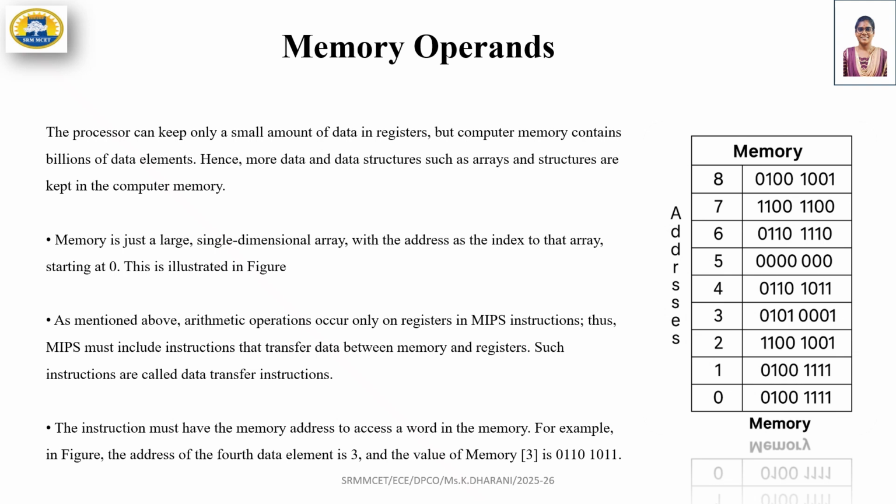Next, we can look at the memory operand. Most data resides in memory, such as arrays and structures. Memory is a linear array with addresses starting from 0, and MIPS instructions must load or store data between memory and registers using addresses. For example, you can look at a diagram: memory 3 equals 0110 and 1011. Here the bits act as the memory allocation for the given data.